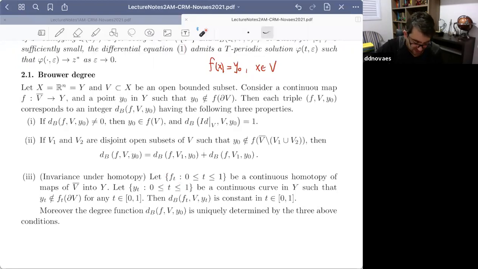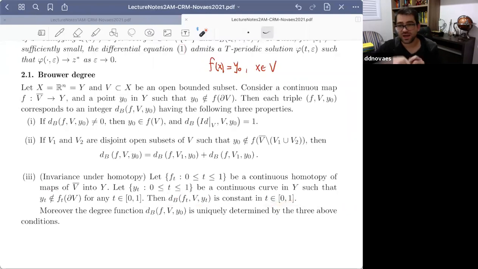These functions are defined in the closure of V through the homotopy, and let y_t be a curve on the counter domain, defined for t between 0 and 1, and assume that y_t does not belong to the image of the boundary of V during the homotopy. Then the property says that the Brouwer degree of this homotopy is constant in t.